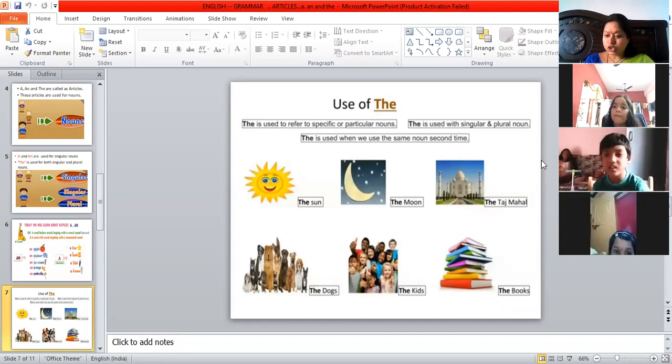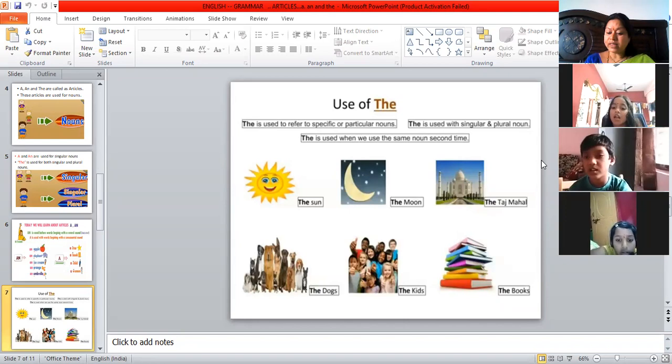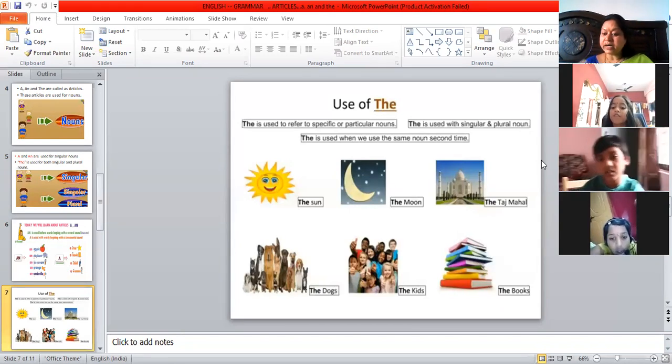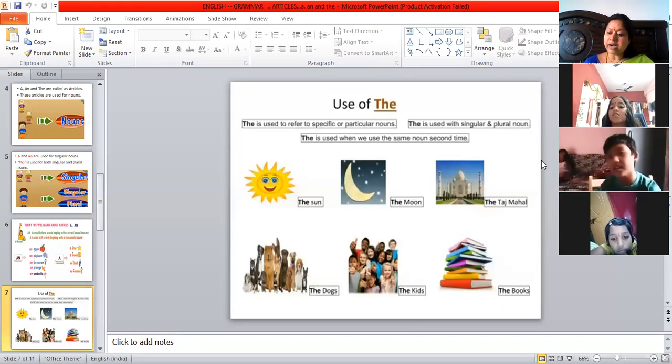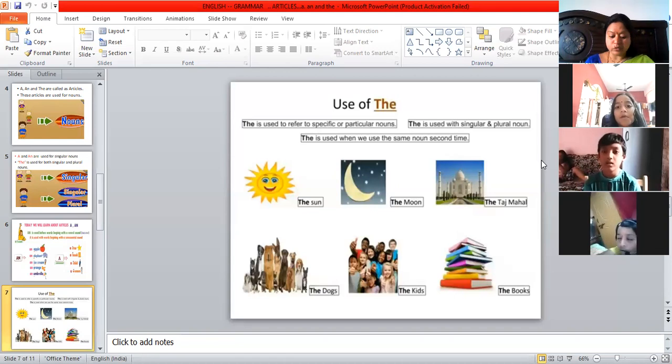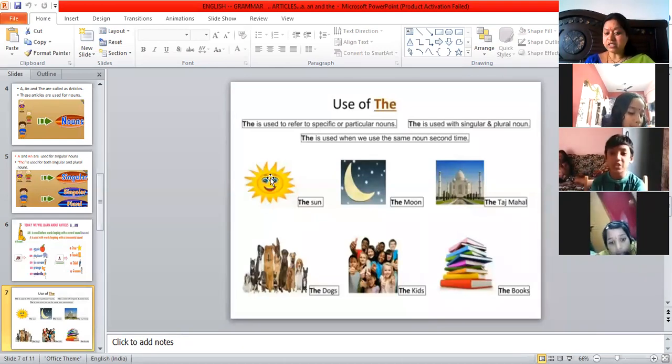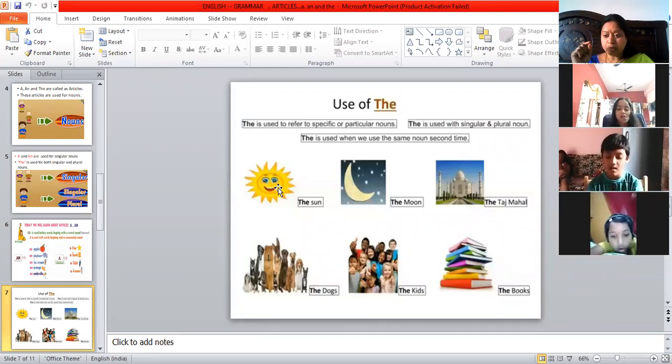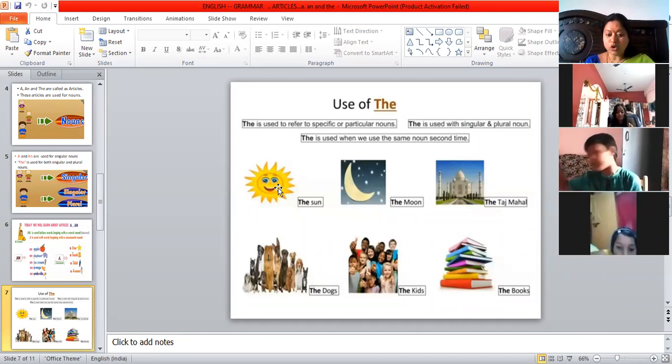Now, the is also used when the noun is repeated. When the noun is introduced and repeated a second time, that time you have to use the before the noun. I will explain to you. Now, here you see. The sun. That means we are talking about the sun. Sun is only one. We are particularly talking about the sun. In the whole universe, there is only one sun. So, we need to use the.